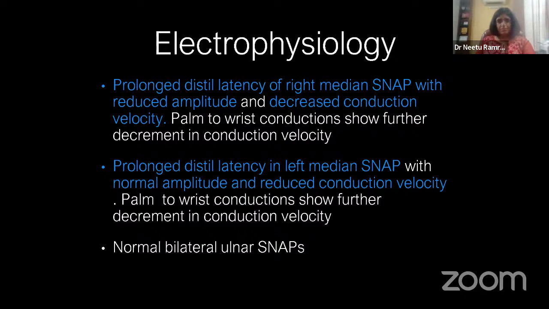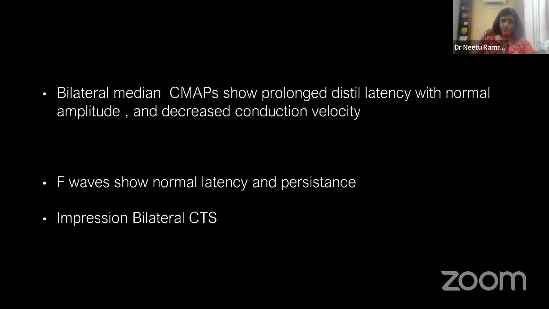So this mostly I've explained. Distal latencies are prolonged, SNAPs are affected, CMAPs are affected, conduction velocities are reduced, and confirmation is by the palm to wrist conductions, which show further decrement in the conduction velocity. F waves show normal latency. F waves are basically done to see the proximal segments. The proximal segment cannot be measured by these conduction studies which we do in the hand.